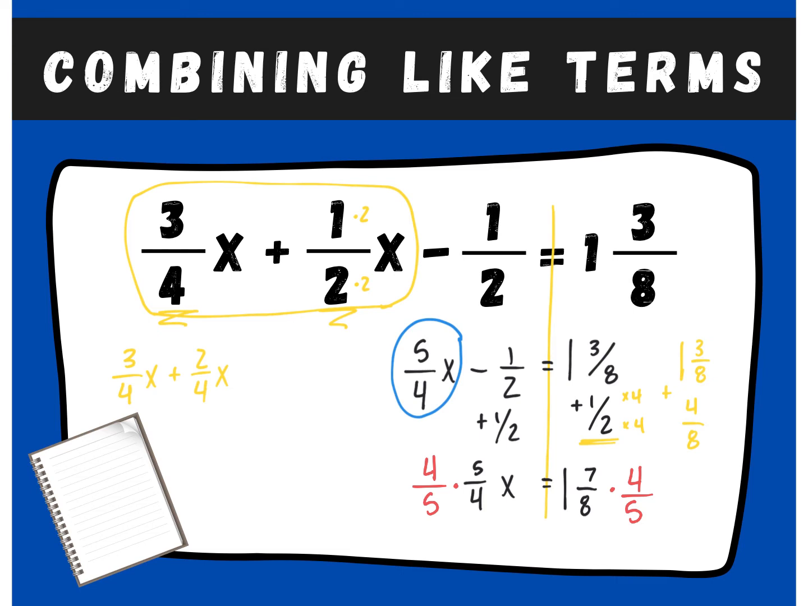Now, 1 7/8 needs to be turned into an improper fraction in order to multiply by 4/5. We do that by taking the whole number, multiplying by the denominator, and then adding the numerator. 1 times 8 is 8, plus 7 gives us 15, and then the denominator stays the same, so 1 7/8 is equal to 15/8. We're multiplying by 4/5, which will give us 60/40. Once I've done that step, I still need to simplify, and I'll see that I get x equal to 3/2.